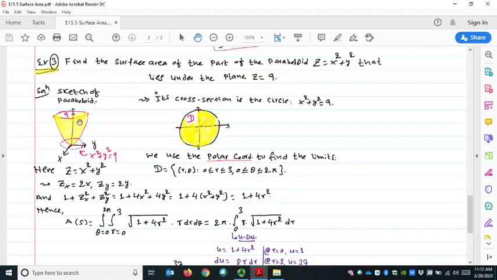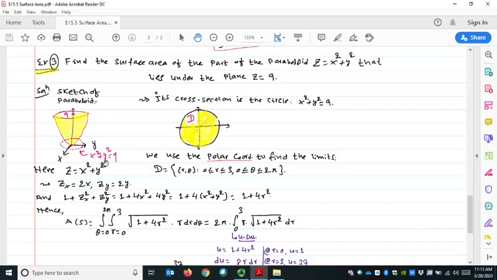So let's sketch the surface. The paraboloid opening upward is this yellow shaded part, and z equals 9 is this plane. We do need the limits of the double integral over the plane region. So let's find the cross section of this plane and the paraboloid. Solve these two equations. Put z equals 9, then x squared plus y squared equals 9, which is this circle, and project on the xy plane, which is x squared plus y squared equals 9. It's a circular domain, so we use polar coordinates. That's the idea.